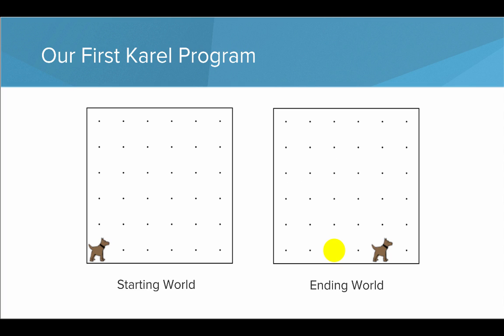So the best way to dive into coding is by just doing it. So we're about to write our first program where we have Karel starting in the world on the left, in the bottom left corner facing east. We want to end up in the world on the right where we've moved 2 spots, put down a tennis ball, and then moved 2 more spots. So let's switch to our code editor.